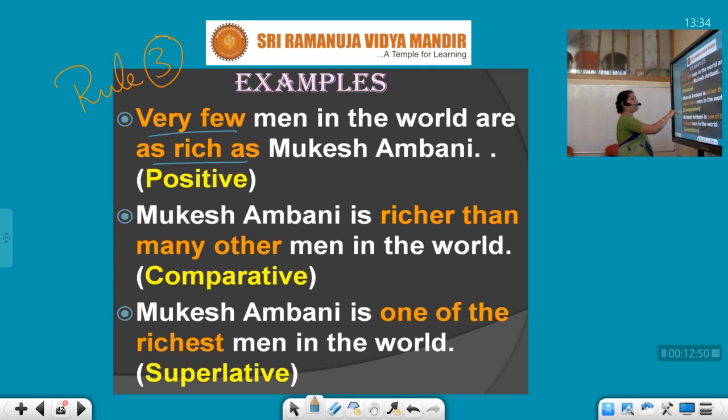So when I'm going with comparative form, I say Mukesh Ambani is richer than many other men in the world. So there are many other people and he is also one among them. Mukesh Ambani is one of the richest men in the world. So in your rule number 3, you wanted to show the superlative. Along with superlative, there are equal cases. It's one among others. So this is the third case.